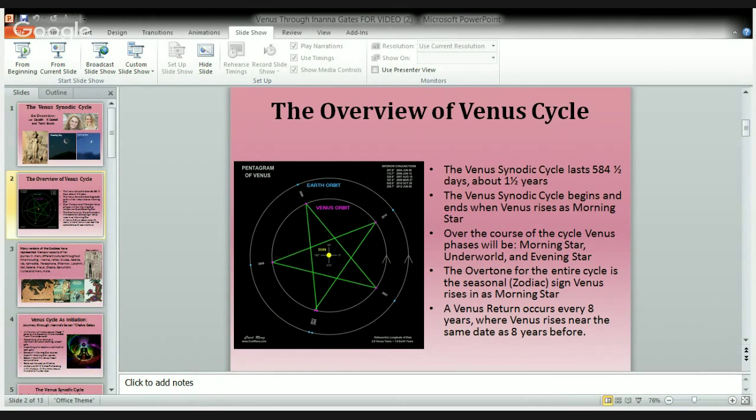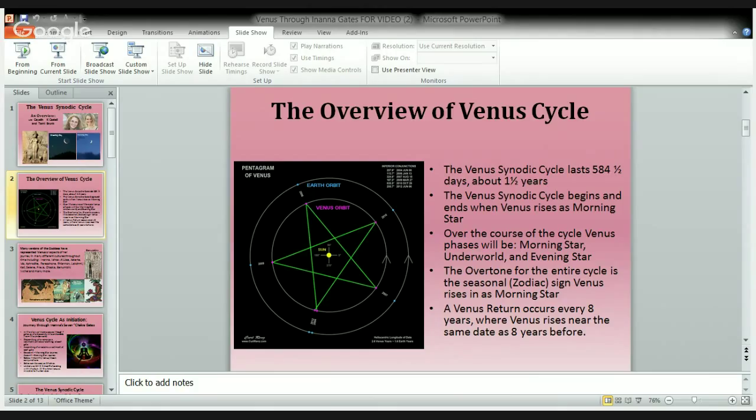So what slide are you showing now, Tami? Okay, I'm showing the first Venus synodic cycle slide, where Venus begins her retrograde phase in the evening sky.